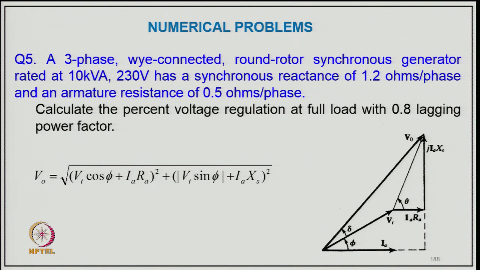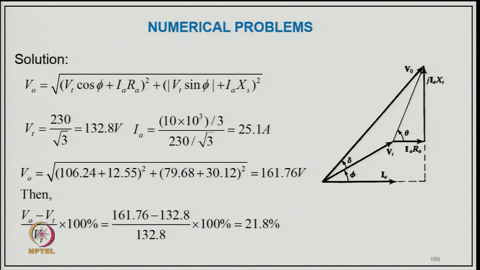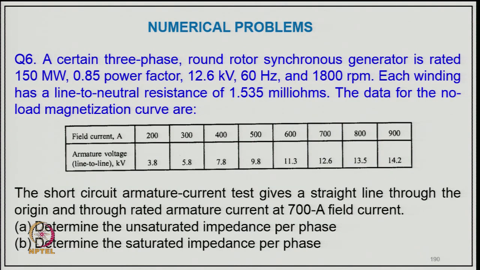So, V_O equals under root of (Vt cos phi plus I R) square plus (Vt sin phi plus I X_S) square, as you see in the phasor diagram. So, just putting the values here, we get V equal to 161.76, and then the voltage regulation is V_O minus Vt upon Vt, that is 161.76 minus 132.8 divided by 138 into 100, that is 21.8%.